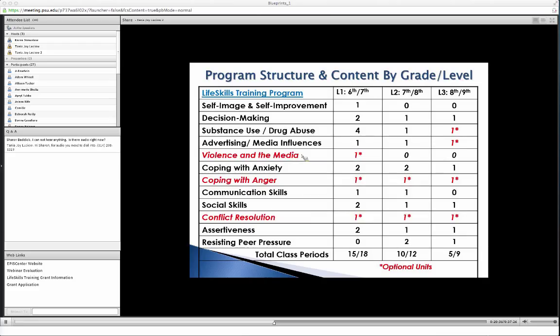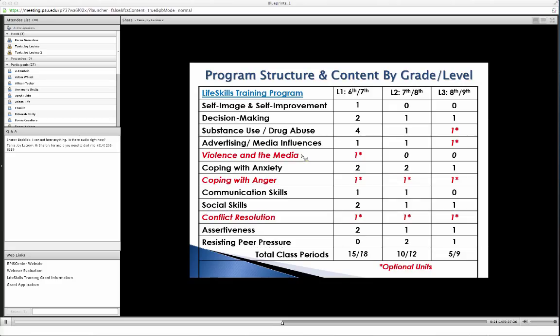Okay, this is a quick snapshot showing you what the program structure looks like and what units are included across all 3 levels. As Kris explained, it is a 3-level program, which is why we have a 3-year grant. In the first year of the grant, we provide the program materials and training for level 1 only. In year 2, we provide materials and training for levels 1 and 2, and then in year 3, all 3 levels are provided. The program can be implemented in either grades 6 through 8 or 7 through 9, so that's why you'll see across the top the 6/7 and so on.